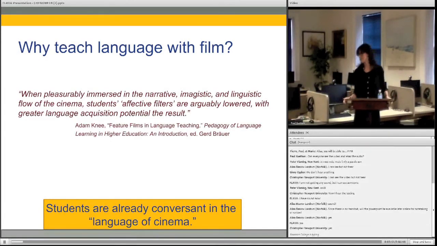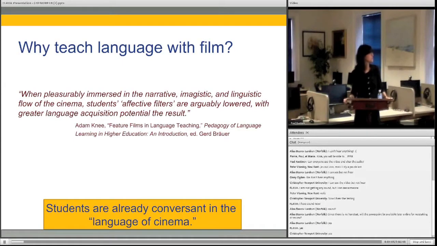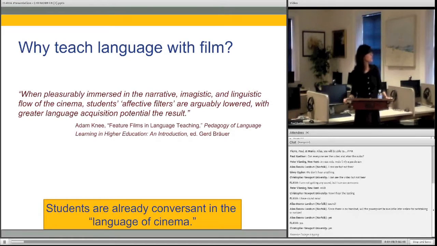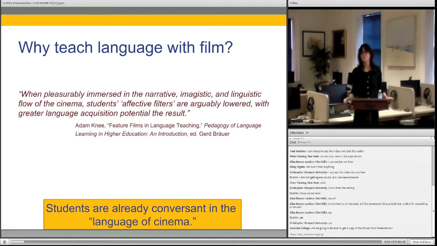This is a quote that to me was particularly important as I was doing research in preparation for this talk, from an article precisely on pedagogical uses of cinema in the language classroom. "When pleasurably immersed in the narrative, imagistic, and linguistic flow of the cinema, students' affective filters are arguably lowered, with greater language acquisition potential as the result." Right? And I think this is huge. Students are comfortable with film, and that automatically is going to increase what you can do with them on the level of language.